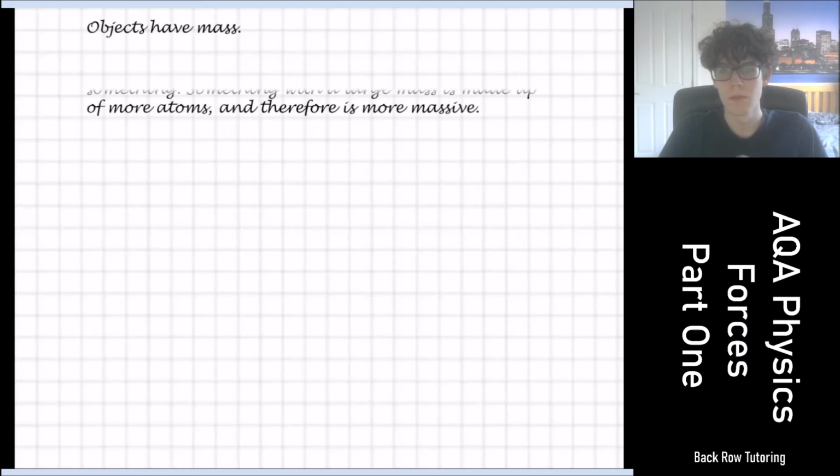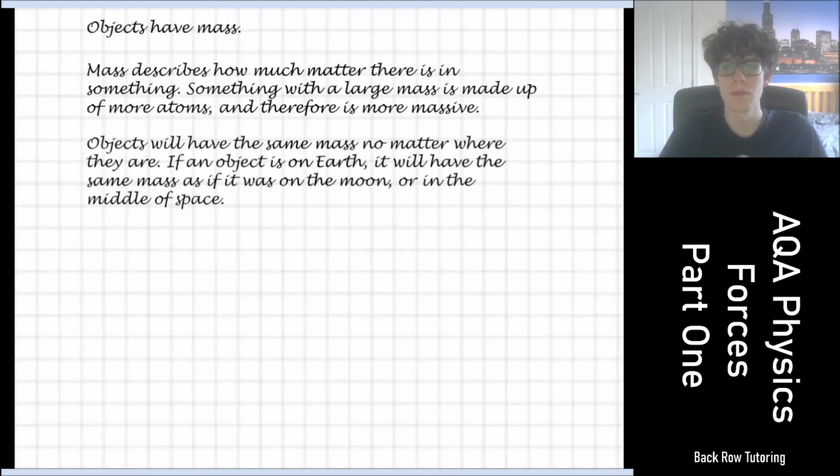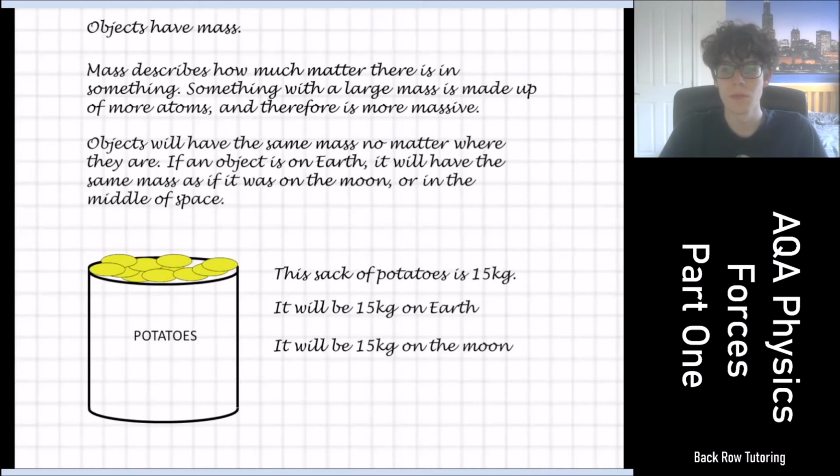Objects have mass. Mass describes how much matter there is in something. Something with a large mass is made up of more atoms and therefore is more massive. Objects will have the same mass no matter where they are. If an object is on Earth, it will have the same mass as if it was on the Moon, or in the middle of space. This sack of potatoes is 15 kilograms. It will be 15 kilograms on Earth. It will be 15 kilograms on the Moon, and in space it will also be 15 kilograms.